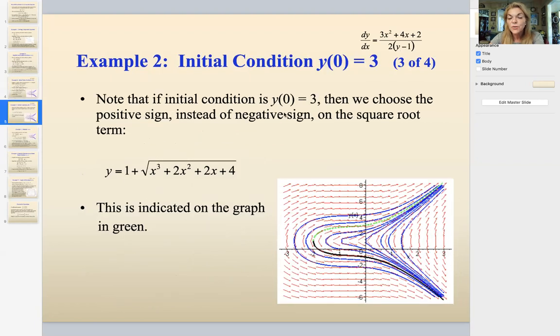Okay, so this is the initial condition we worked out before. y of 0 is 3. You have to use the plus sign. Here's what we got. And here's the solution on the graph. The green piece is the solution for this exact equation.